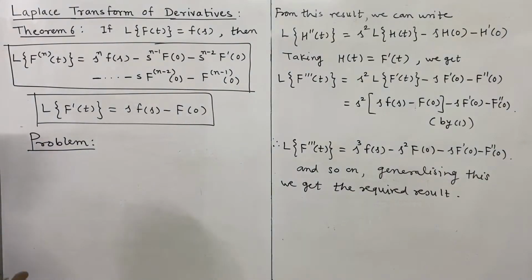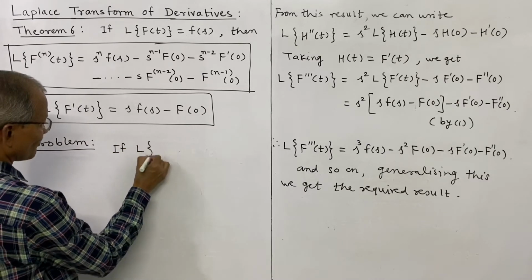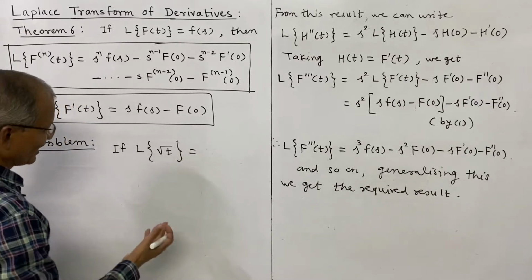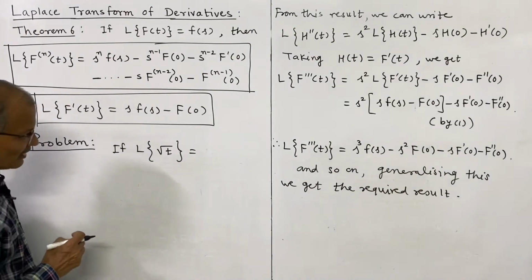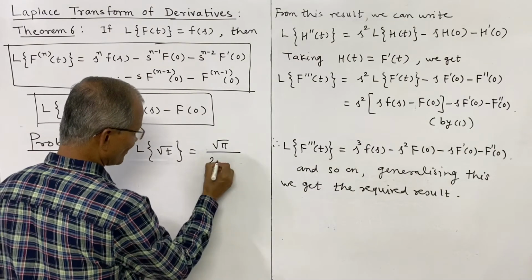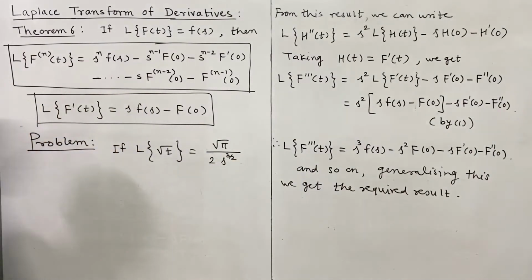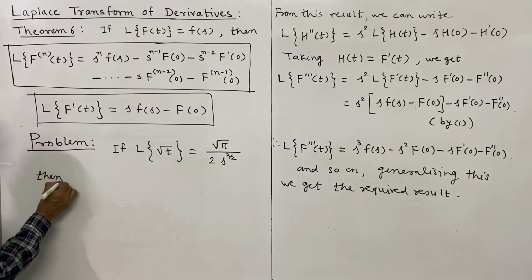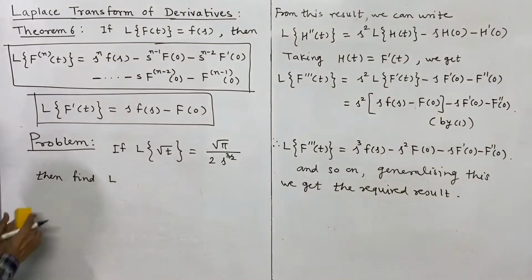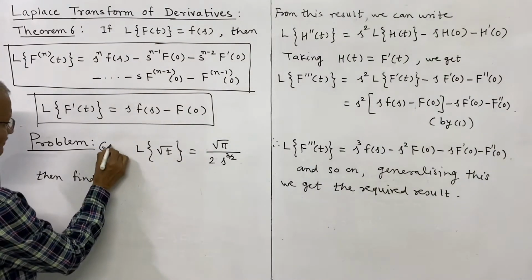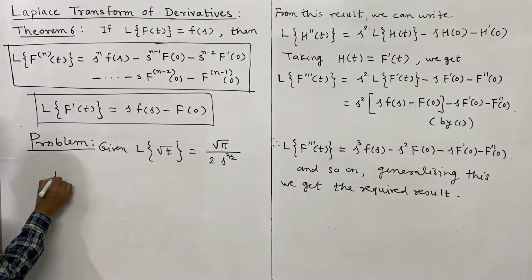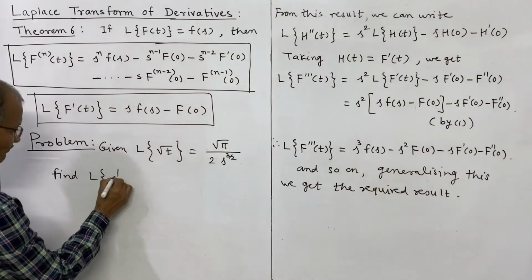See, if the Laplace transform of root t, that is t power half, you can use the formula also, is root pi divided by 2s power 3 by 2, you can check it. Then, given the Laplace transform of this, find the Laplace transform of 1 by root t.